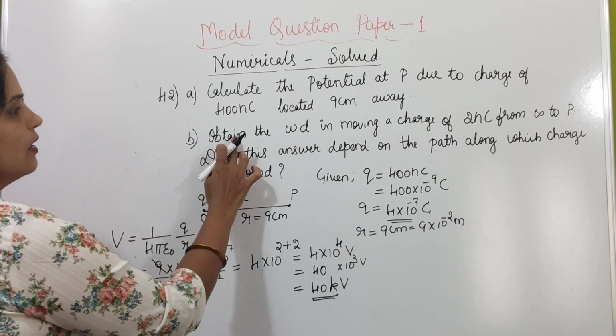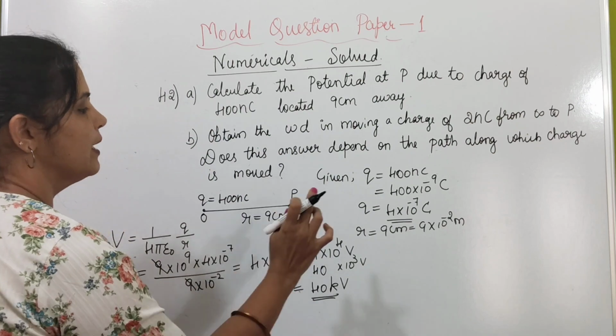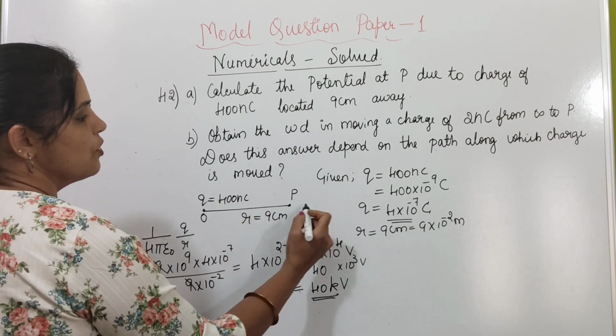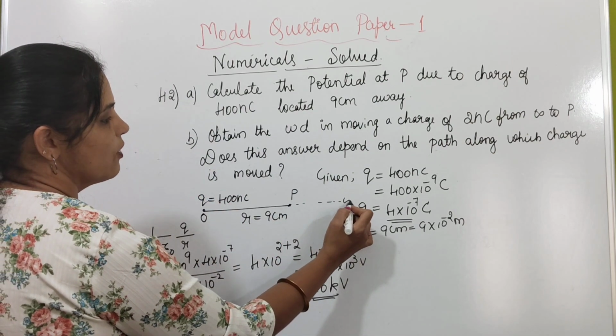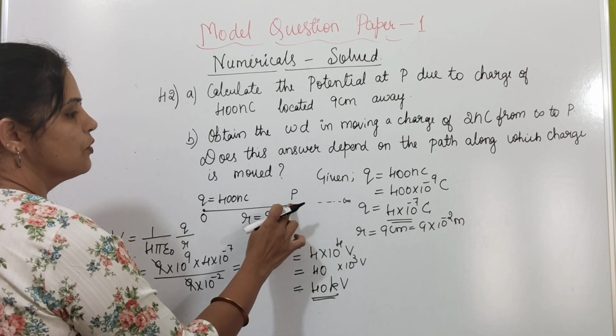And the second one: obtain the work done in moving a charge of 2 nanocoulomb from infinity to that point. So infinity is somewhere here. That means you are bringing a charge from infinity to this point.